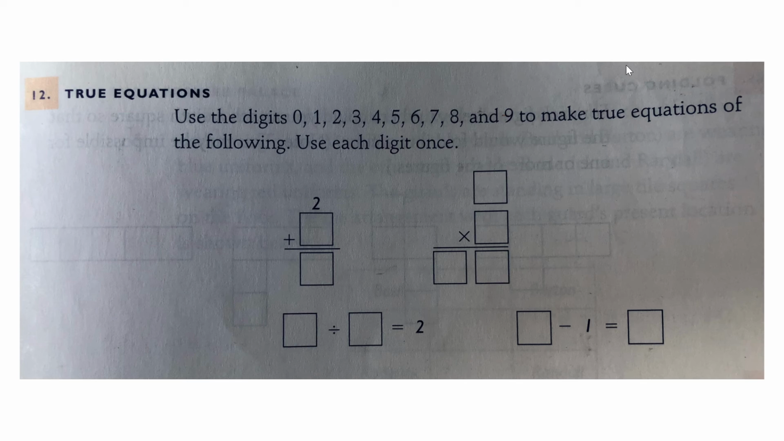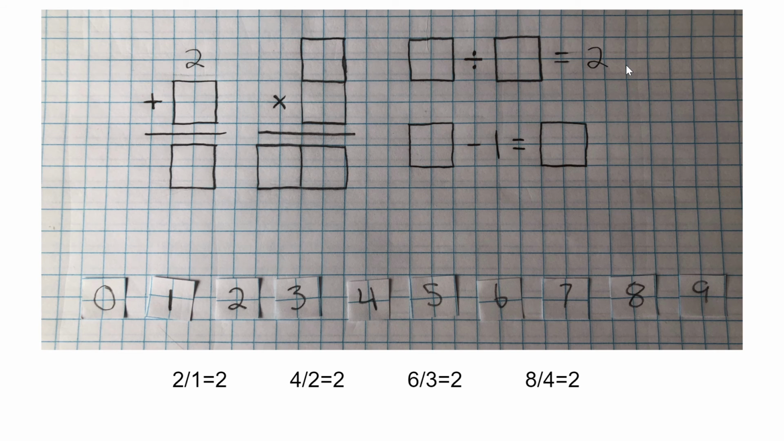So our problem is: use the digits 0, 1, 2, 3, 4, 5, 6, 7, 8, and 9 to make true equations of the following. And you can only use each digit once. So here are our numbers that we're going to use.